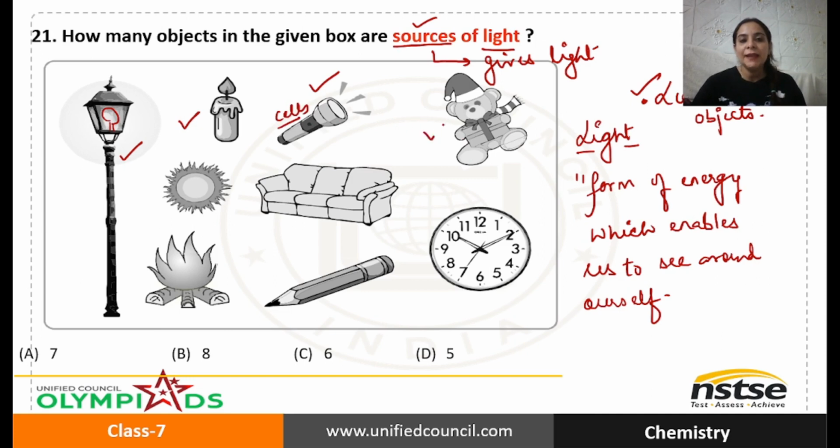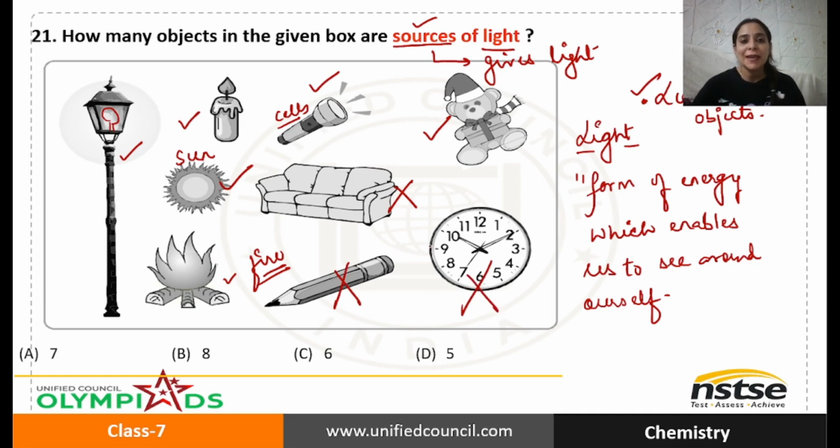This one is a teddy bear. A teddy bear doesn't give us light. It's a non-luminous object. This indicates the sun, and we all know the sun is a natural source of light. And this one is a sofa. You know that a sofa doesn't give any sort of light. This is fire, a bonfire basically, and again it gives you light. A pencil doesn't give you any kind of light. A clock doesn't give you any kind of light.